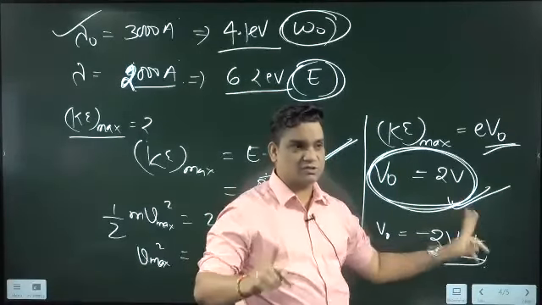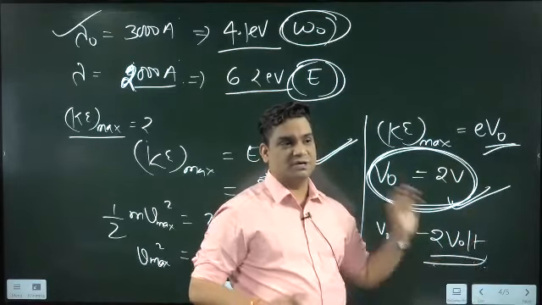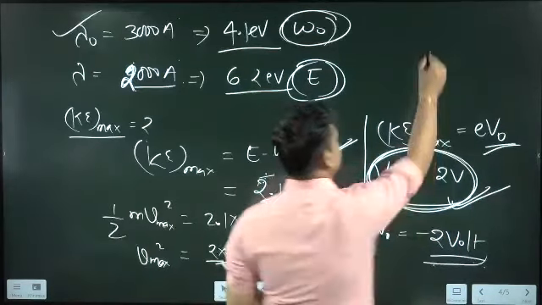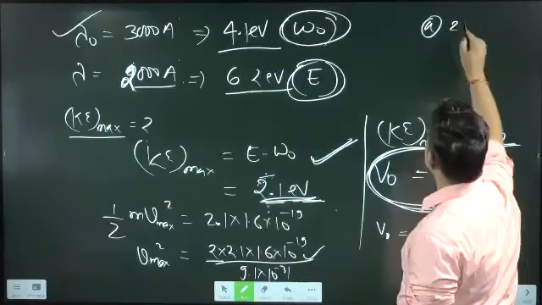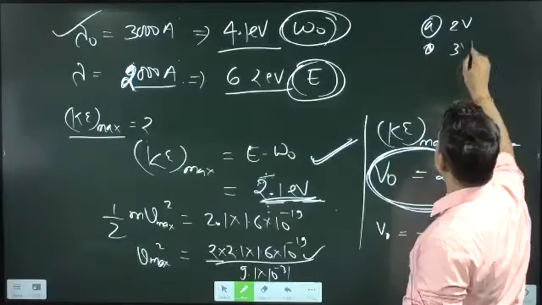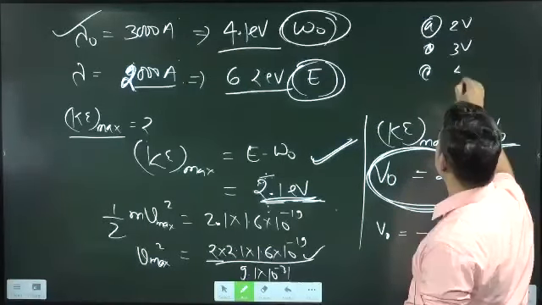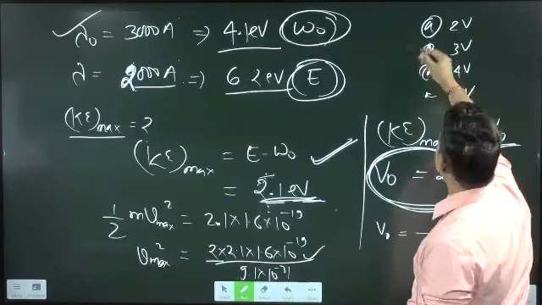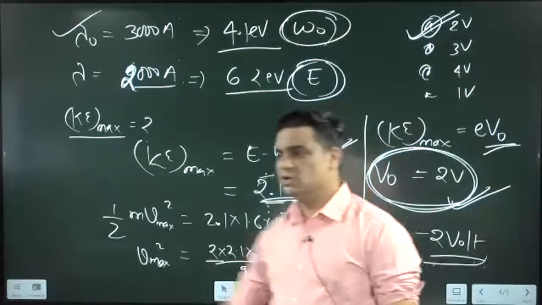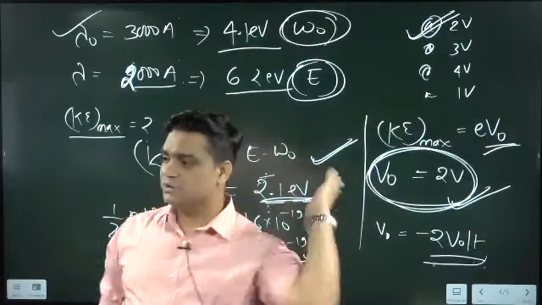If minus is also given, then you have to select the minus option. But generally, options will be like this. They can give you options like 2 volt, 3 volt, 4 volt, 1 volt. So ultimately, we have only one choice that we can choose, 2 volt. But if they are giving minus 2, you have to take that one.